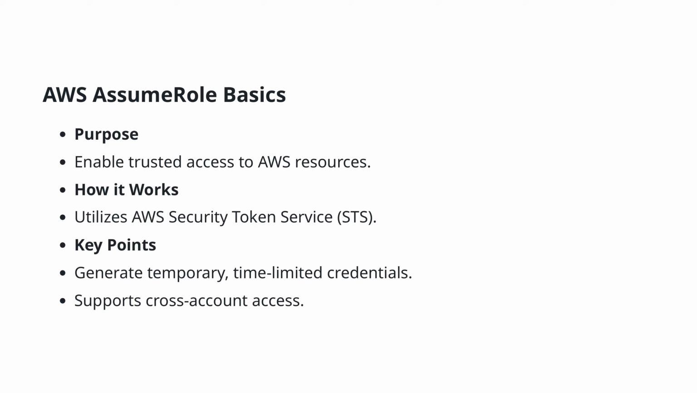In this slide, we are discussing the basics of AWS AssumeRole. The primary purpose of AssumeRole is to enable trusted access to AWS resources. At the core of its functionality, AssumeRole leverages the AWS Security Token Service (STS) to facilitate this access. One of the key points to note is that it generates temporary and time-limited credentials, enhancing security by ensuring that access is only available for a limited period. Additionally, AssumeRole supports cross-account access, allowing you to securely access resources in different AWS accounts without sharing long-term credentials.